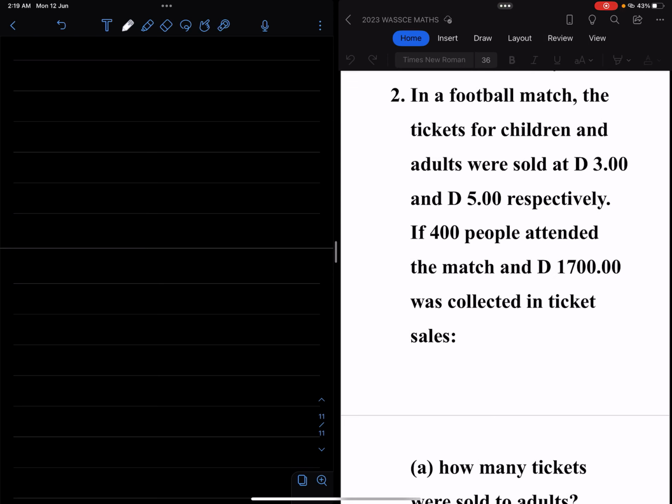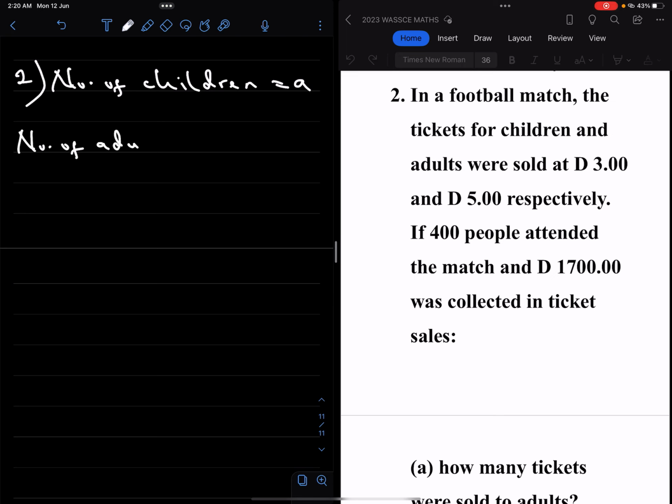Now let's go straight to number 2. In a football match, the tickets for children and adults were sold at 3D and 5D respectively. Let me say number of children, let me call that A, and then number of adults, I want to call that B.